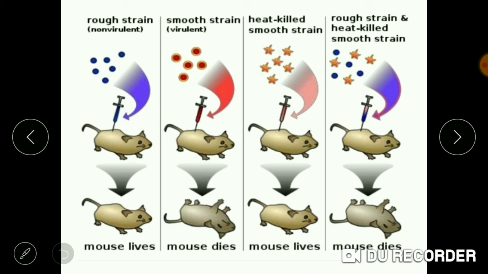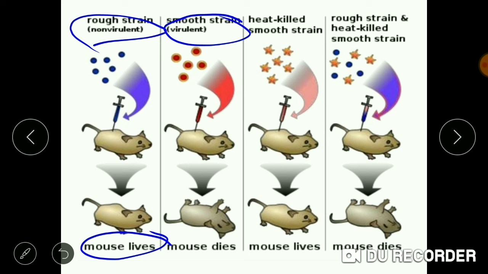This diagram depicts the entire experiment. Frederick Griffith injected the mice with the rough strain Streptococcus pneumoniae, which is non-virulent, and he saw that the mouse still lives. Then he injected the smooth strain Streptococcus pneumoniae into the mouse, and the mouse dies, as the smooth strain is virulent.